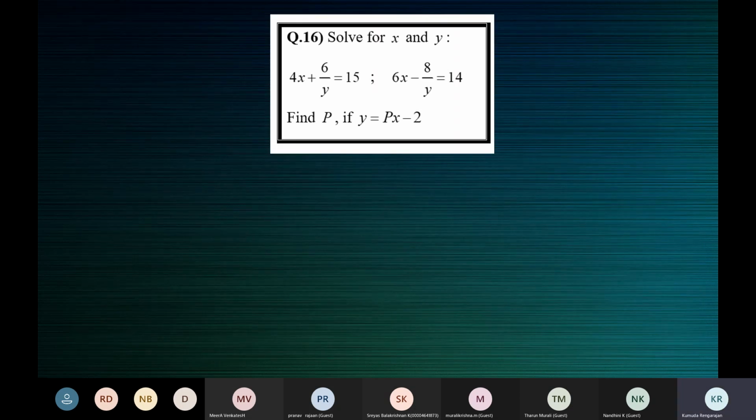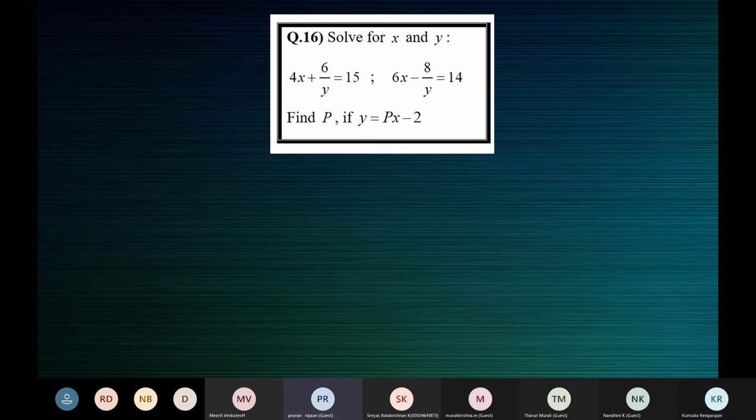Now look at this equation. Tell me, how do you start? Should you take the LCM? What is the rule? What can be in the denominator? What should not be in the denominator? The denominator can have numbers, but not variables. Yeah, correct. So when there are variables, you should not take LCM.